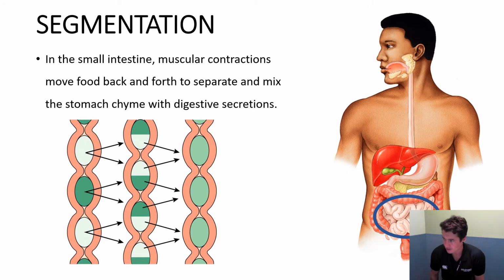Another term which is a bit like peristalsis is segmentation. This happens in your small intestines, and they are muscular contractions that move food back and forth to separate and mix the stomach chyme with digestive secretions. So bolus, or the food in the system, gets squeezed by the small intestines, and that splits them up, and then that mixes. So segmentation is all about separating food or chyme, helping the mixture and mechanical breakdown happen even more.